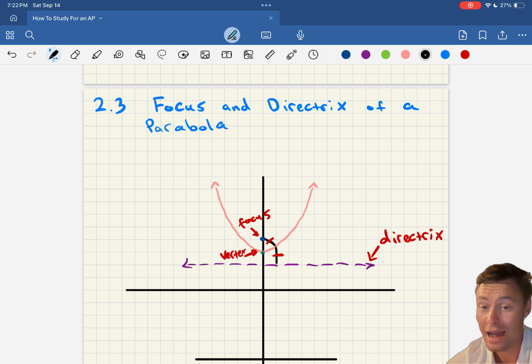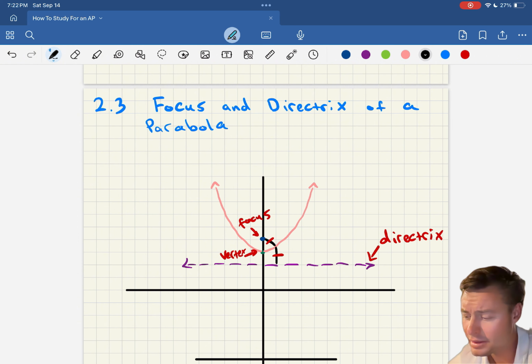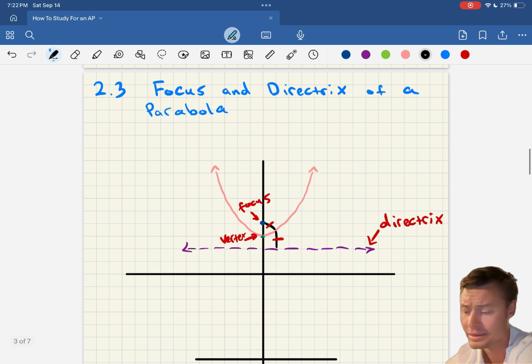And specifically, how do you write the equation that has to do with the focus and the directrix? And then how do you look at a graph and analyze these components? So let's start off here by just defining what these things are.